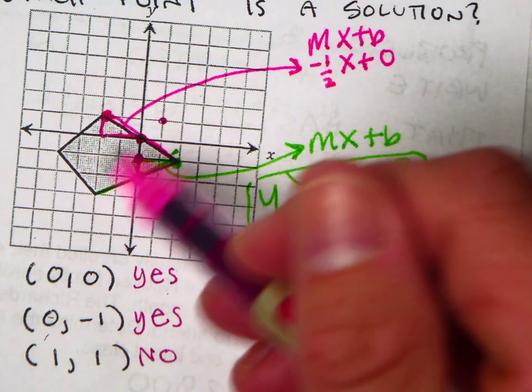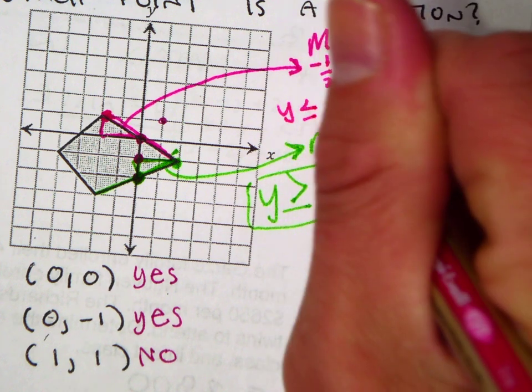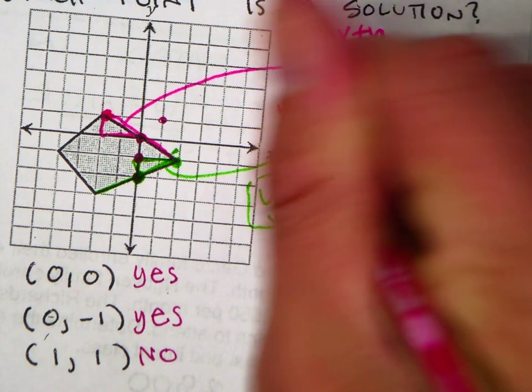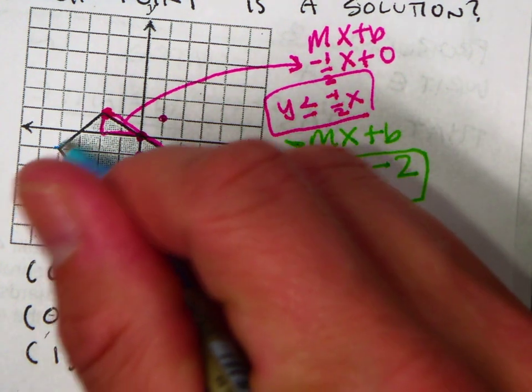And your shaded area is below, so it's going to be y is less than or equal to negative 1/2 x. And then remember, you don't really need that plus 0. Okay, and then we got this one.